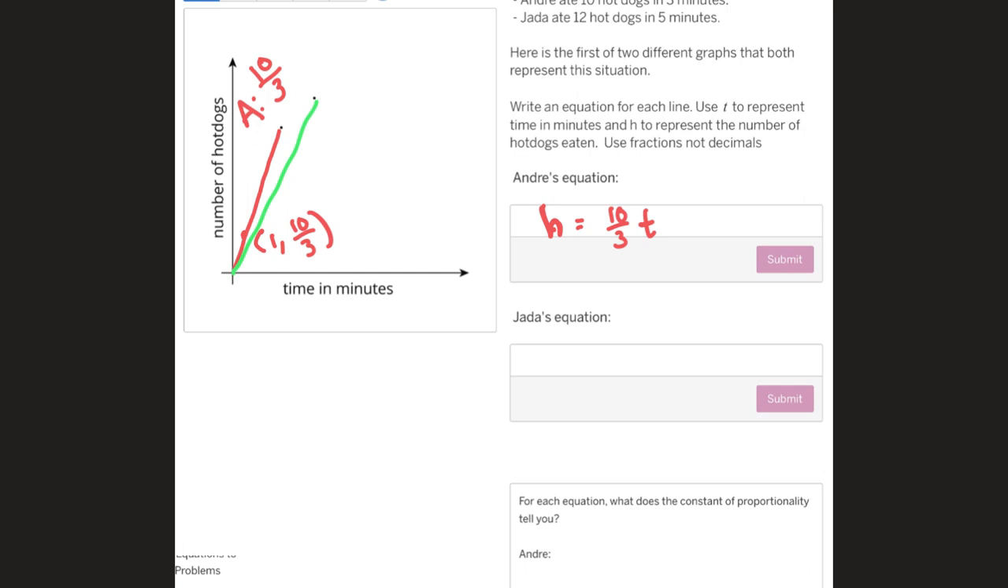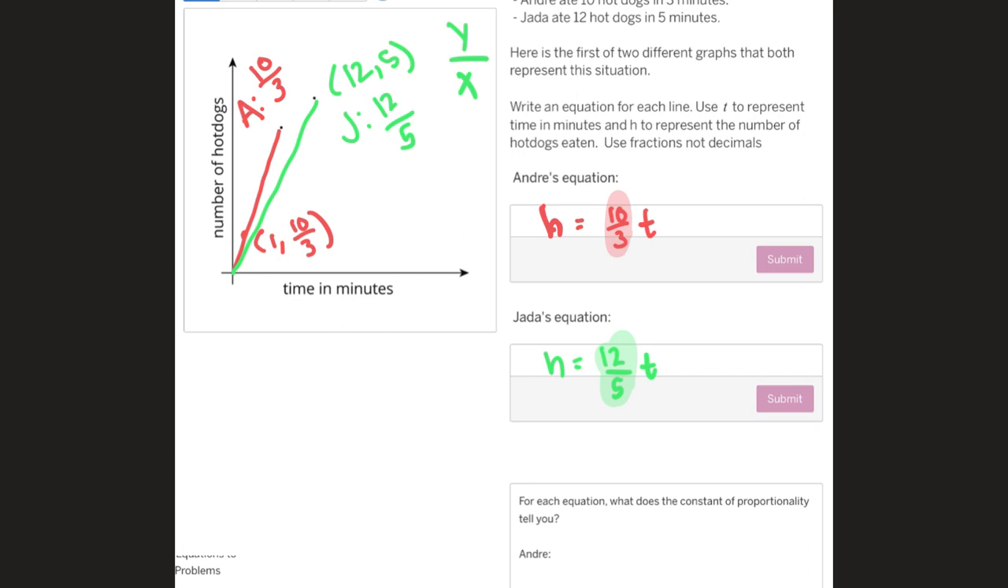And if we do Jada's, she ate 12 hot dogs in 5 minutes. So that is our constant of proportionality. So her hot dogs is going to equal 12/5 times t. There we go. That's all they want us to do, just write the equations that go with each of their situations. And remember, if we have each of these points, to find our constant of proportionality, it is just y divided by x. So we just do y divided by x for each person, and then we have our constants of proportionality for them.